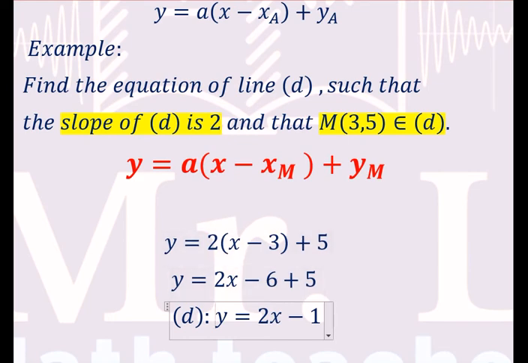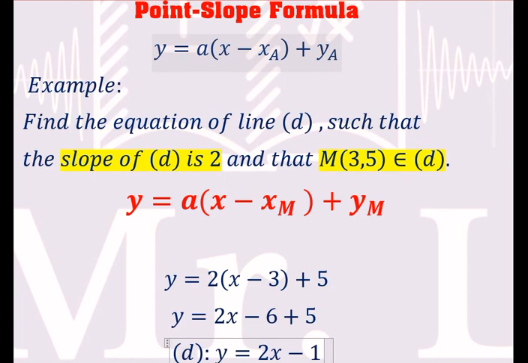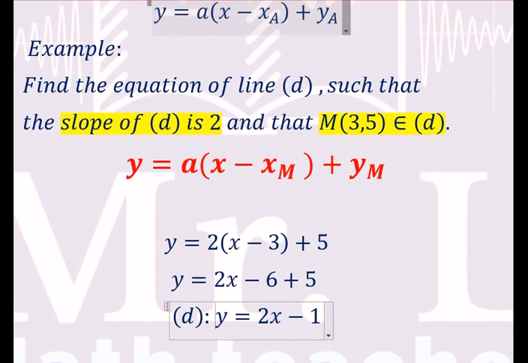So this is how we can use the point slope formula to find the equation of a line given a point and a slope. Now please check my next video to learn how we find the equation of a line if 2 points are given.